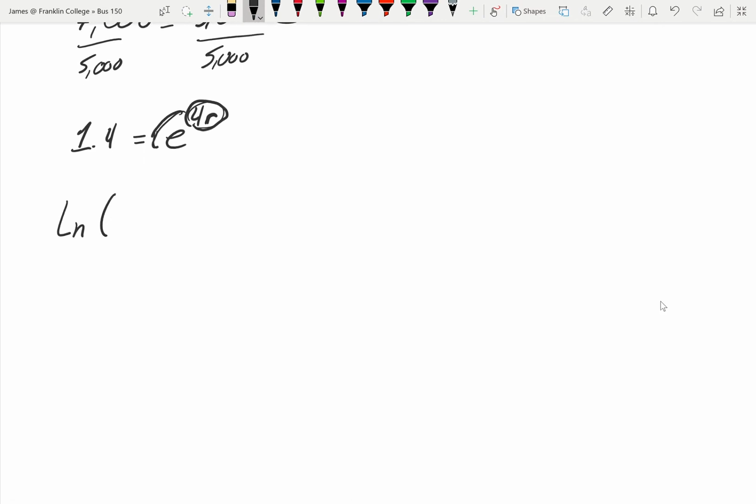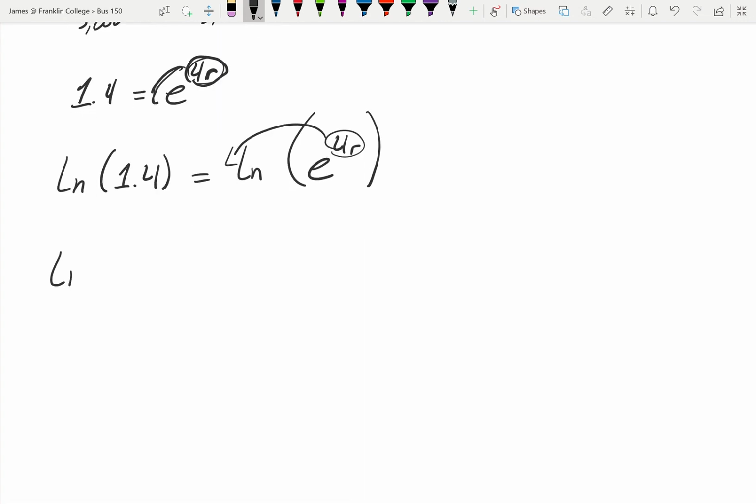So the natural log of the left hand side of the equation equals the natural log of the right hand side of the equation. Now that we have the natural log of E raised to the 4R, we can now pull that 4R out front. So we're going to get the natural log of 1.4 equals 4R times the natural log of E.